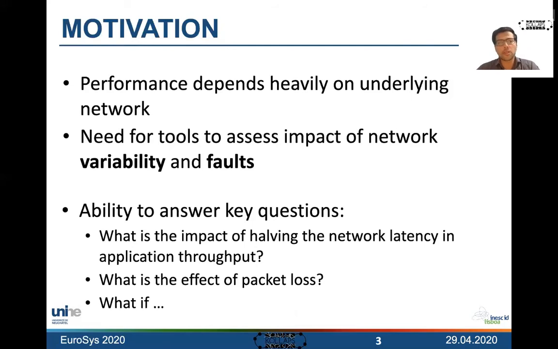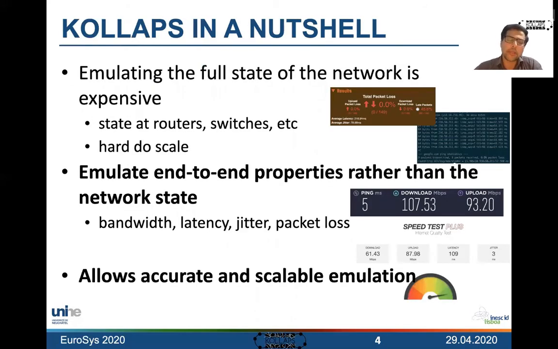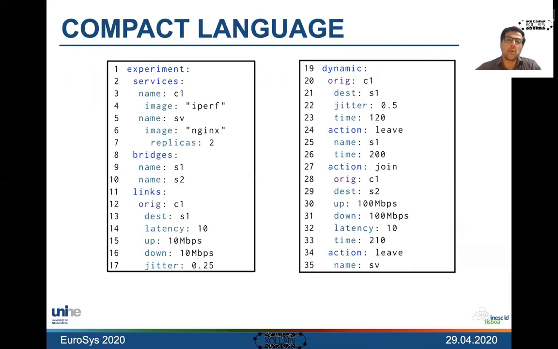The goal of Kollaps is precisely to emulate these experiments, and we depart from the state-of-the-art systems by not emulating the full state of the network. And why is that? Because this is rather expensive. Emulating the state of routers and switches is difficult to scale as the topology scales. So we rather focus on a simplified emulation model that allows us to emulate only the end-to-end properties. And therefore, this allows us to preserve accuracy while still being able to scale to a very large number of nodes. The experiment that you can build is described in a very simple and compact language.